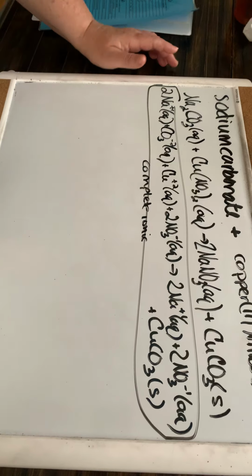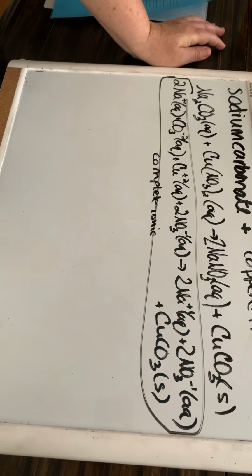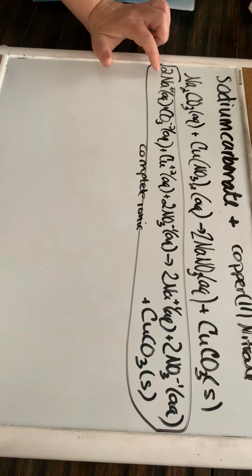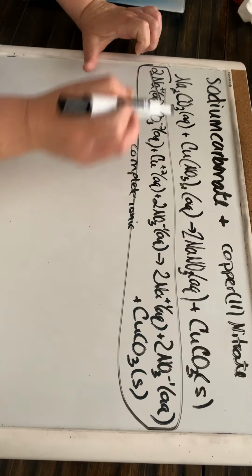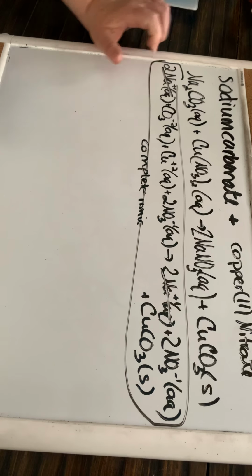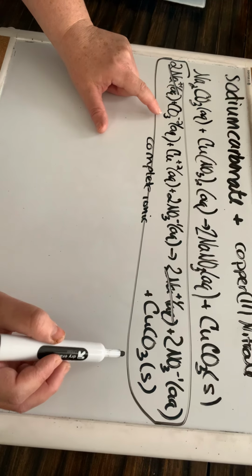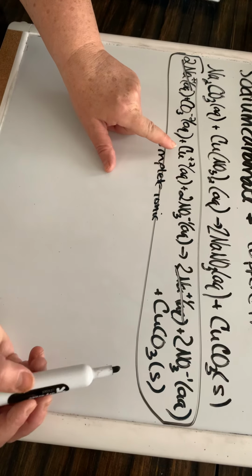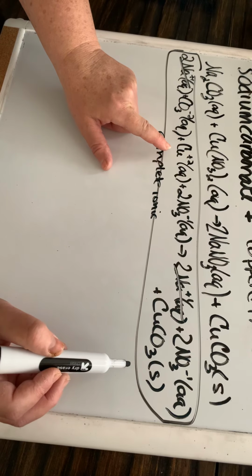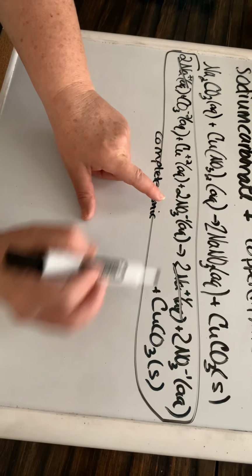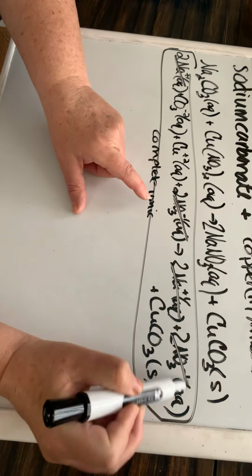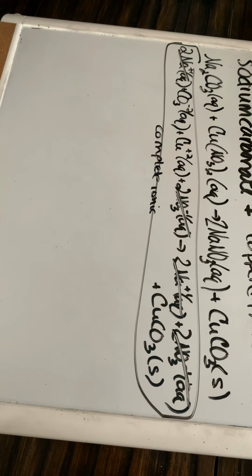Okay. So now, spectator ions have to go. You have 2 Nas here and 2 Nas here. They're just hanging out, doing nothing, so we're going to cross them out. You have a CO3 here but you don't have another CO3 over here, so we're going to leave that. You have a Cu here, but you don't have another Cu over there, so we're just going to leave that. You have 2 NO3 minuses here and 2 NO3 minuses here, so we're going to cross those babies out.